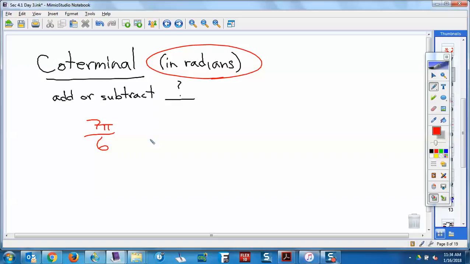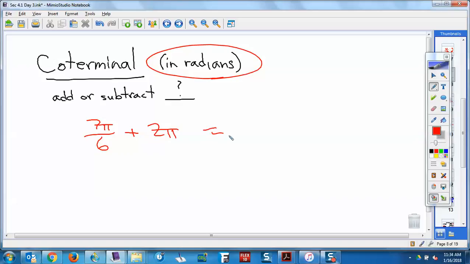2 pi. 360 is in what? That's degrees, right? Earlier, we said add or subtract 360. If we're in radians, we're going to add or subtract 2 pi. So if I want a coterminal, this is part of your homework tonight, if I want a positive coterminal, I'm going to add 2 pi.